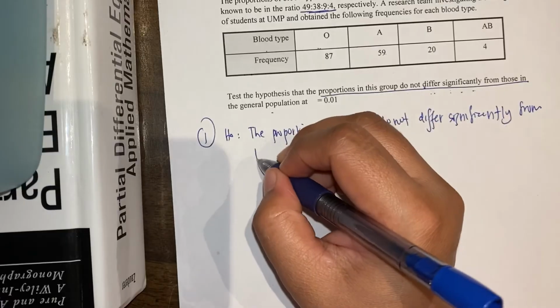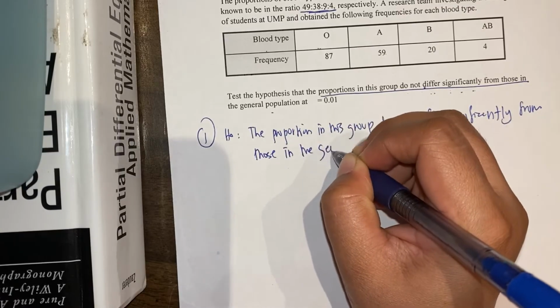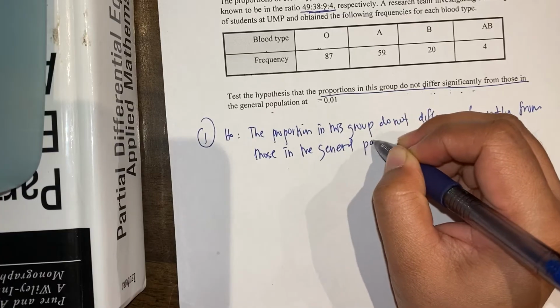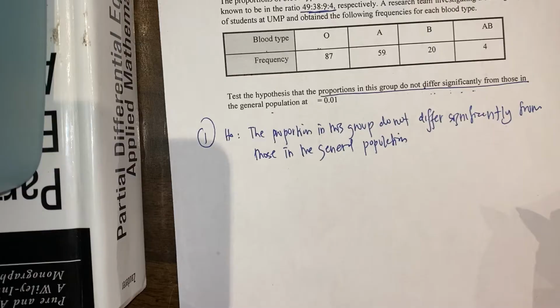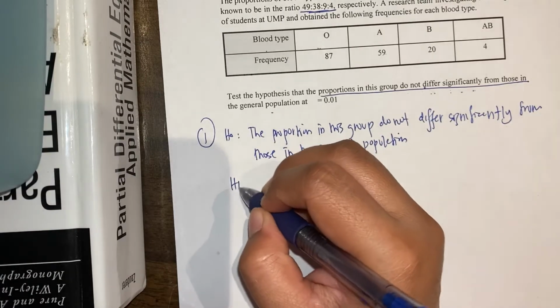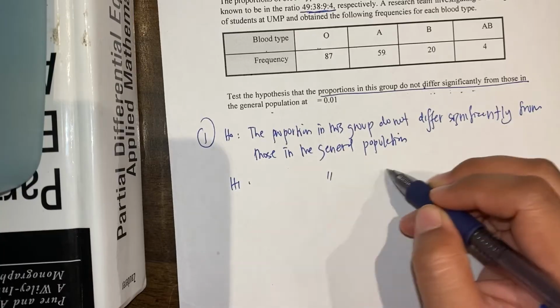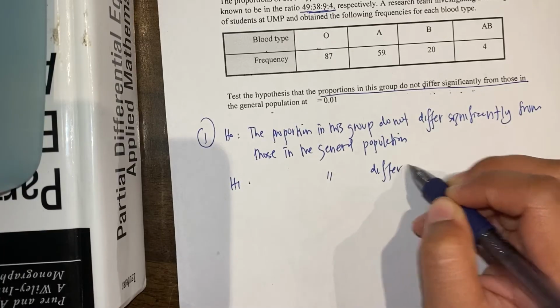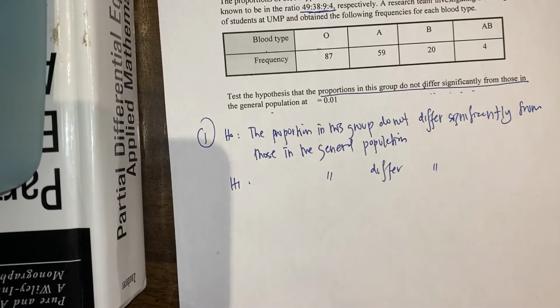From those in the general population. H1, the keyword is differ. So the proportion in this group differ significantly from those in the general population.